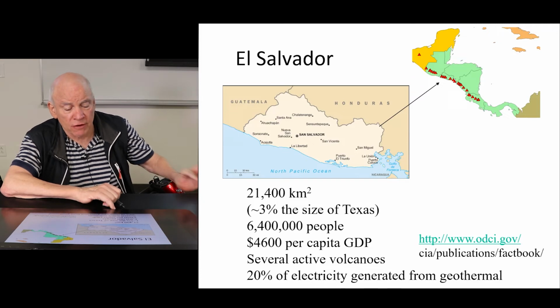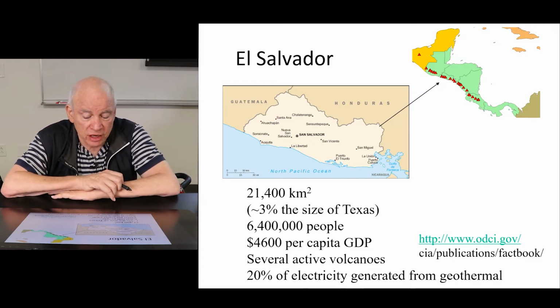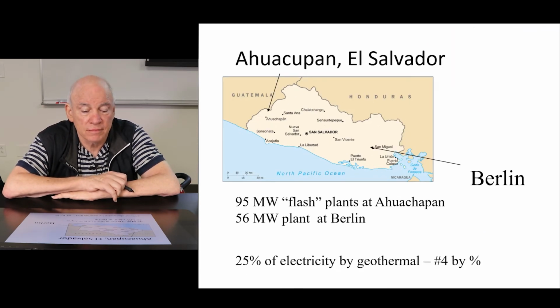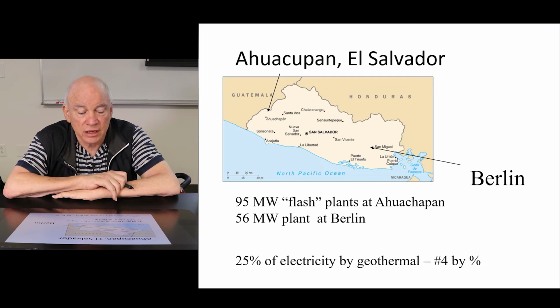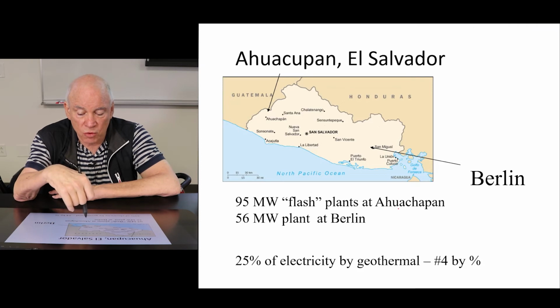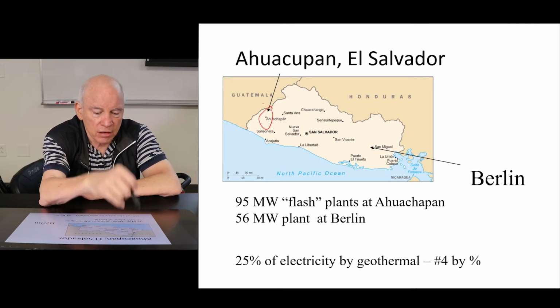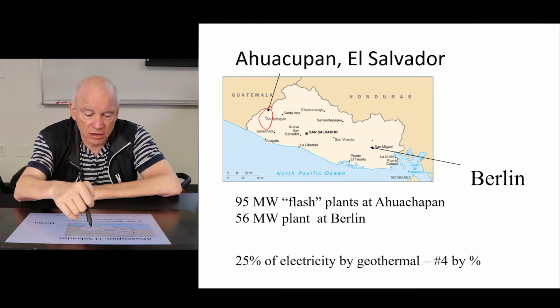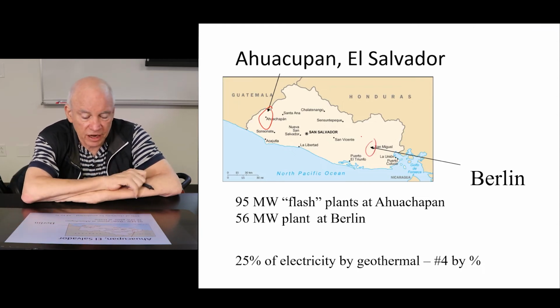Per capita GDP about $4,600, with several active volcanoes, and it generates about 20% of its electricity from geothermal energy. Here we're looking at 2 particularly interesting geothermal energy sites. One is Ahuachapan, which is up here, and the other one is at Berlin here. And this is a 95 and 56 megawatt plant in Berlin. So let's watch a short video about the Ahuachapan plant.